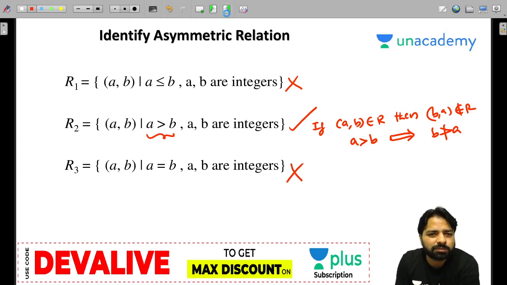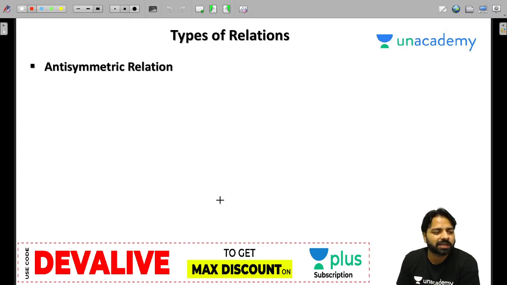Fine. Let's move to antisymmetric. We need to go very quickly. So please understand, we need to cover relations, functions, group theory, lattice theory today itself. So I'm going to work on this, but I don't know exactly whether I can complete it or not, but I will try. Antisymmetric relation.